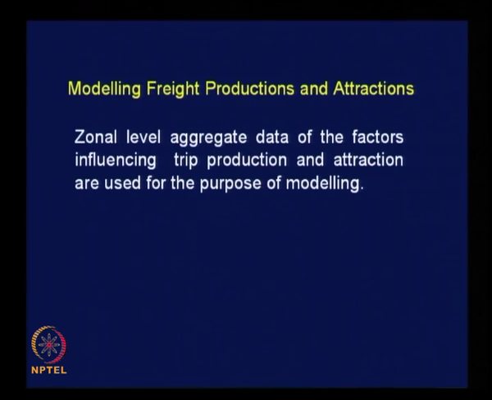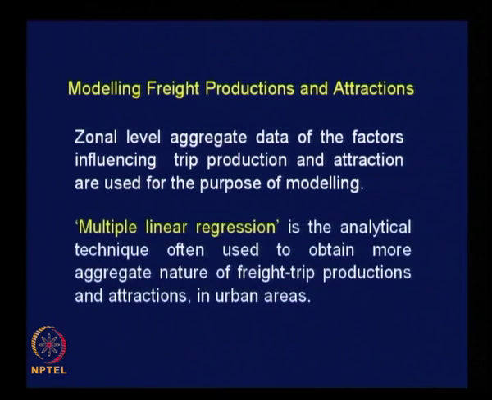Zonal level aggregate data of the factors influencing trip production and attraction are used for the purpose of modeling. And this is an analytical tool, as we have used already for person trips. Multiple linear regression is an analytical technique often used to obtain more aggregate nature of freight trip productions and attractions in urban areas. Okay. Zonal average values will be the input for the modeling process.